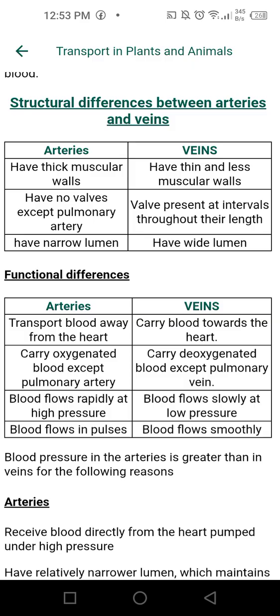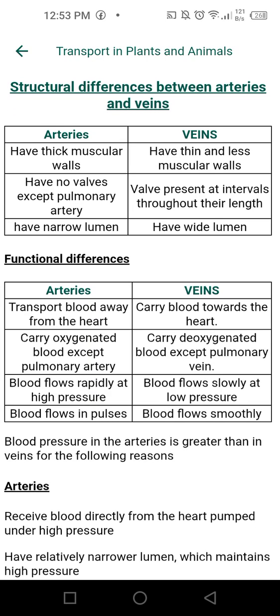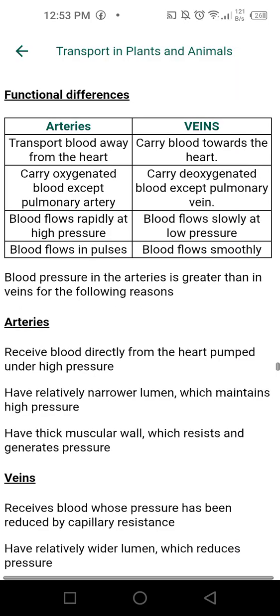Blood pressure in the arteries is greater than in veins for the following reasons. Arteries receive blood directly from the heart pumped under high pressure. They have a relatively narrower lumen, which maintains high pressure. They have a thick muscular wall, which resists and generates pressure.